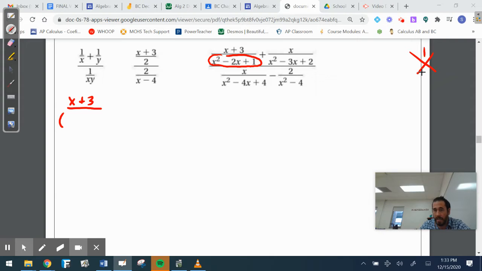That's a 1 and a -2. That'd be a -1 times a -1. So that's x minus 1, x minus 1. That's my first little expression.